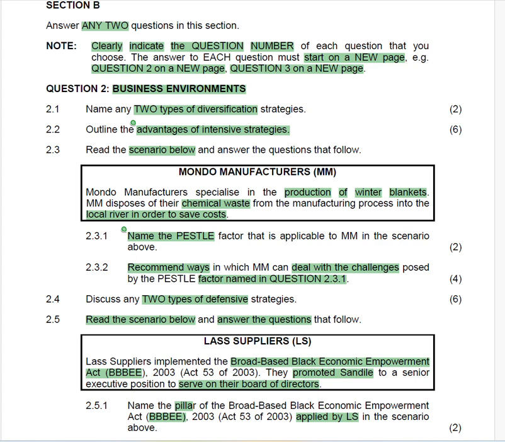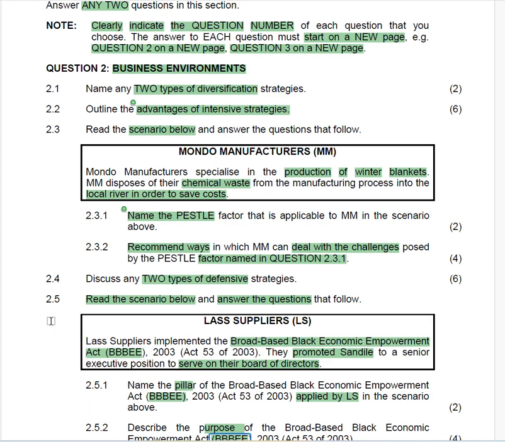defensive strategies. You need to discuss only two. Remember, when you are discussing, you have to state how the company is going to approach that defensive strategy. If you say customer retention, you are going to decide to reduce price, give them points, so there are a number of things you can do. That was just an example of the things you need to do in order to retain your customers. And then we're going to move to 2.5.